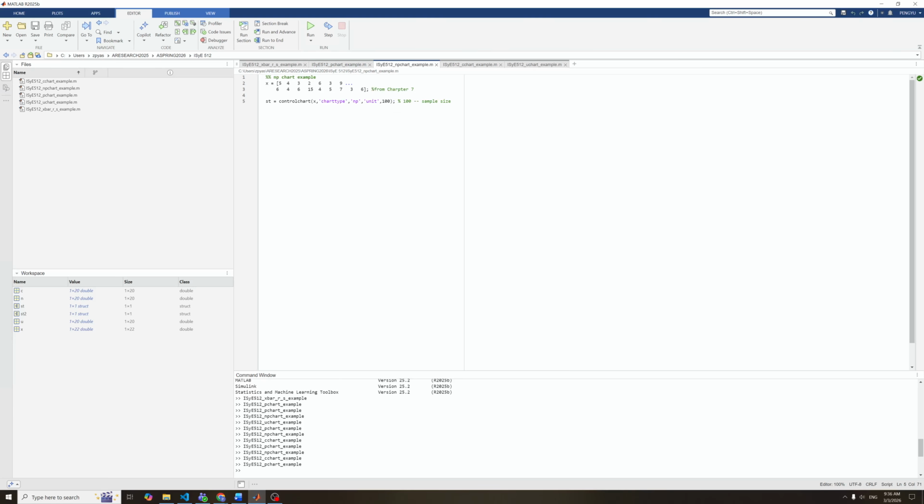Okay, next, we will go through the script for generating the NP chart, which is used to monitor the number of defective units when the sample size is constant. The vector x contains the number of defectives observed in each sample. Similarly, we set the size of the inspection units to 100, with the typed in unit and 100 here.